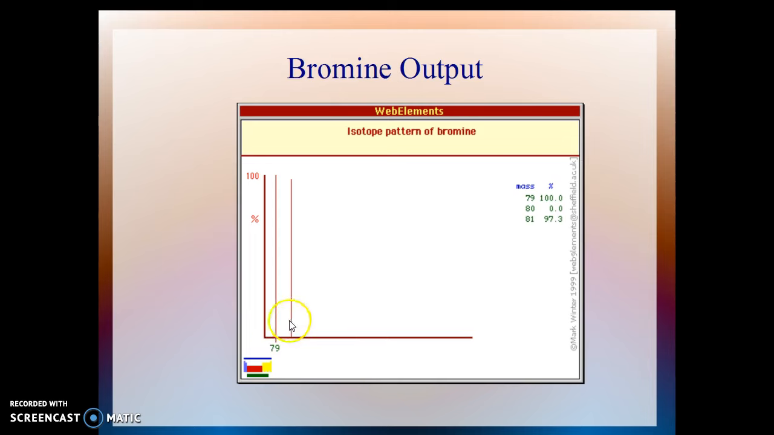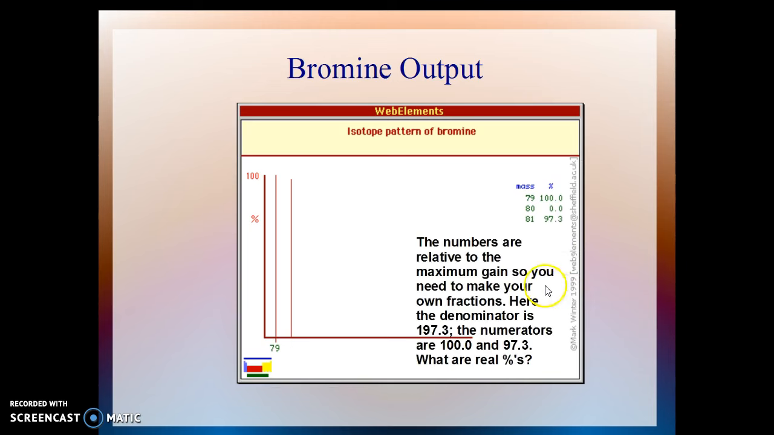Now, just a point here. They have measured relative to the highest number of strikes, the highest incidence of bromine ions striking the detector, and they call that 100, and this 81 isotope has fewer. So if you want a percent incidence, you would have to add the 100 to the 97.3 to get 197.3. The numbers are relative to the maximum gain on the scope, so you need to make your own fractions if you want percent composition.